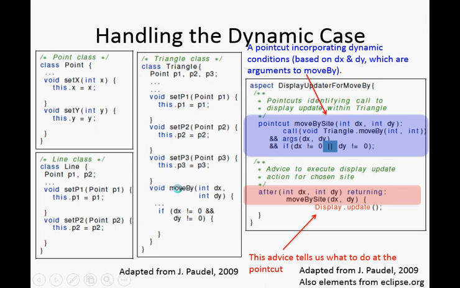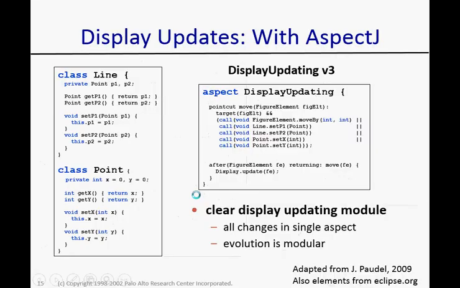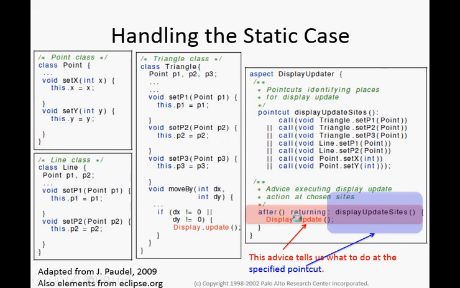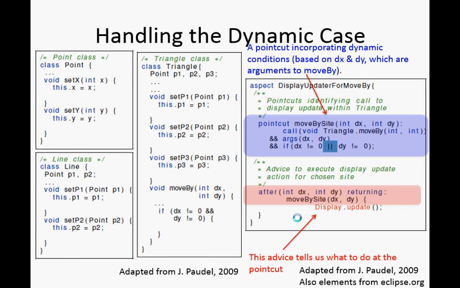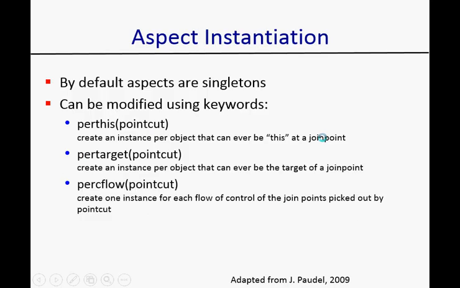So basically, we're matching this Triangle.moveBy not in a static way, where whatever matches we just do these things after it returns. Rather, we're matching it in a dynamic way that pays attention to the particular arguments passed. And if those arguments are suitable, that is, we're actually moving it some distance in x and y, we will then do a display update. For this join point, we'll do a display update. And this includes a dynamic criteria.